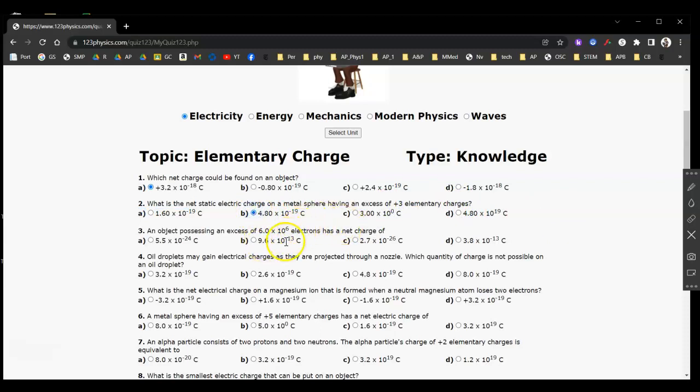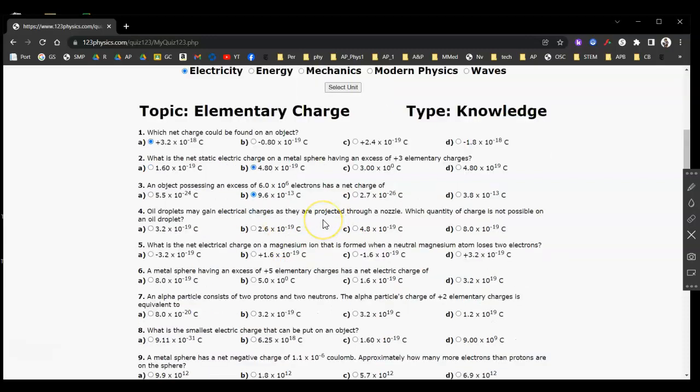Now, how do you do this? Well, we did this one already, didn't we? 6 million electrons. Remember how we multiplied it by 1.6 times 10 to the negative 19? Because each electron is 1.6. Here's another one. It charges not possible. Not possible. Absolutely not a whole number.